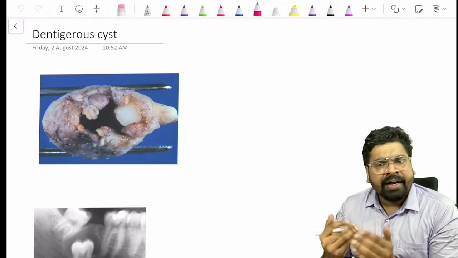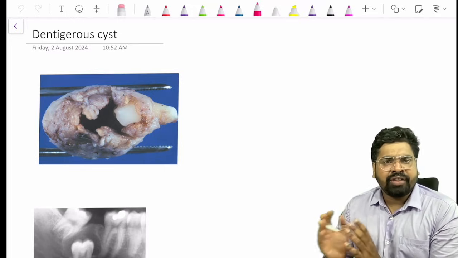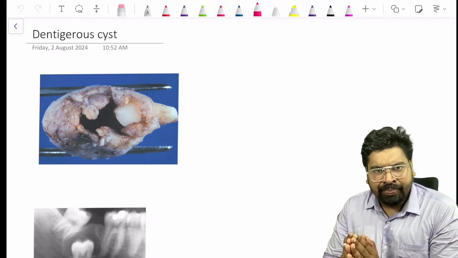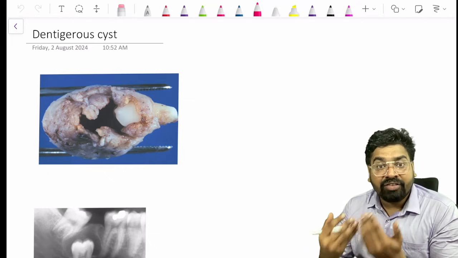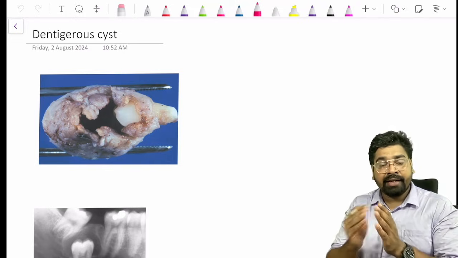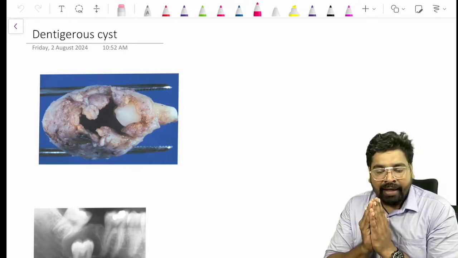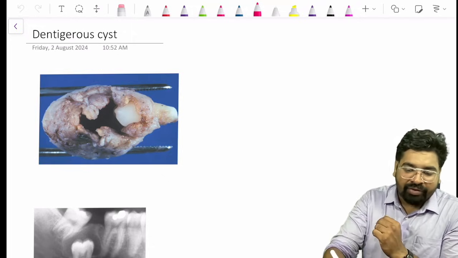But from the entrance point of view, what you have to learn from all these cysts, what questions they usually ask. So how to learn a cyst? What is the best way, or what is the easy method to learn and understand a cyst? Imagine you have two balloons. I am taking two balloons.